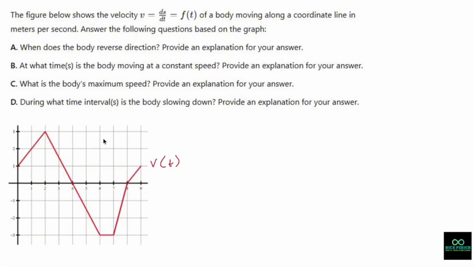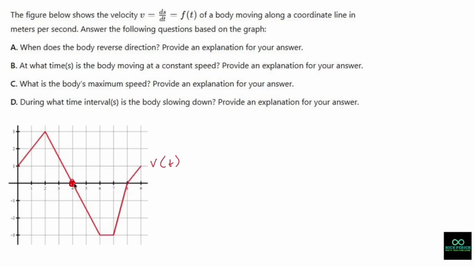So anything that's positive is you moving forward. Anything that's negative is you moving backwards. So at this moment right here, you're moving forward at 1 meter per second. Now you're moving forward at 3 meters per second. Now you're moving forward at 3.5 meters per second. Now here you're moving backwards at 3 meters per second. So when does the body reverse direction? Well, the body reverses direction at any time where it crosses the x-axis. Anytime there's a sign change is when it reverses direction.